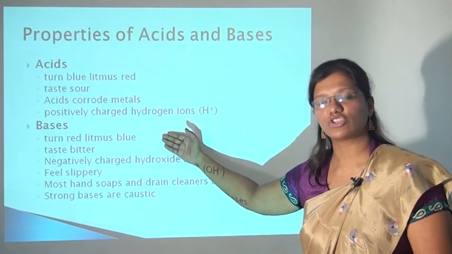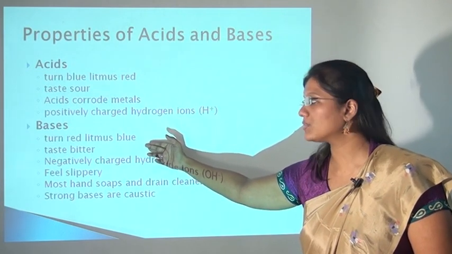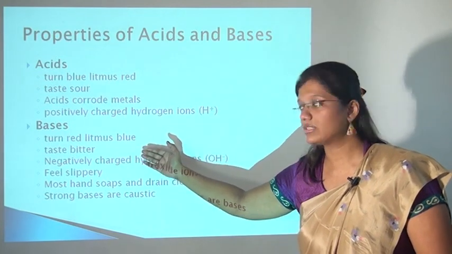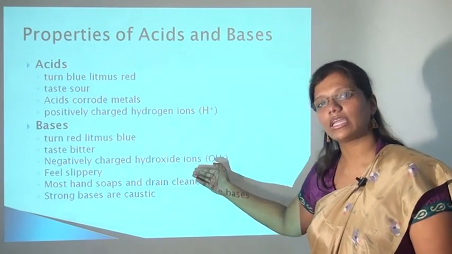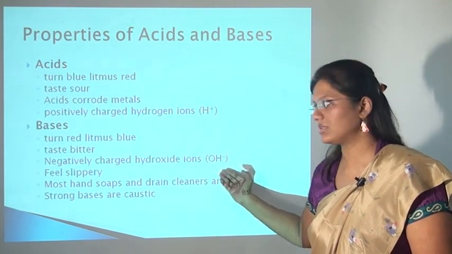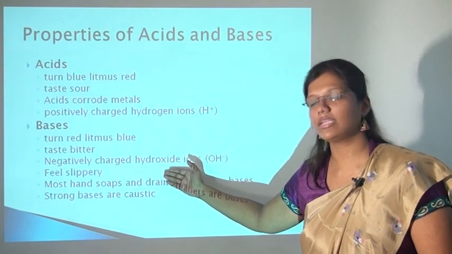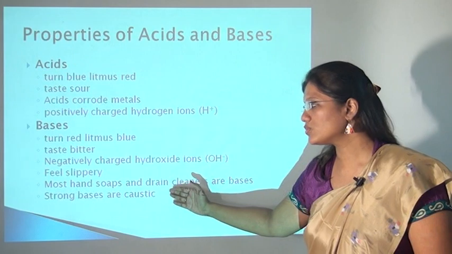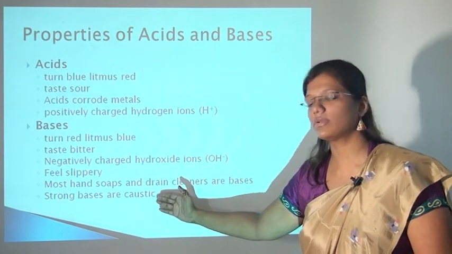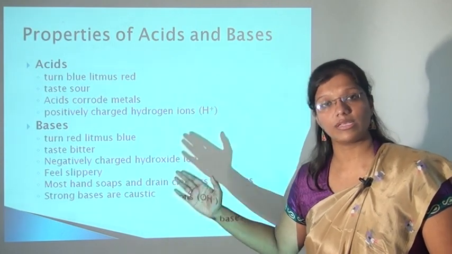Next are the properties of bases. They turn red litmus into blue. They taste bitter. They basically contain negatively charged hydroxide ions, represented by OH minus. They feel slippery and have an alkali nature. Most hand soaps and drain cleaners are bases, and strong bases are caustics. Caustic soda has a basic pH.